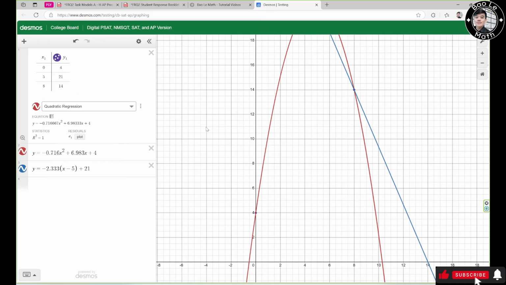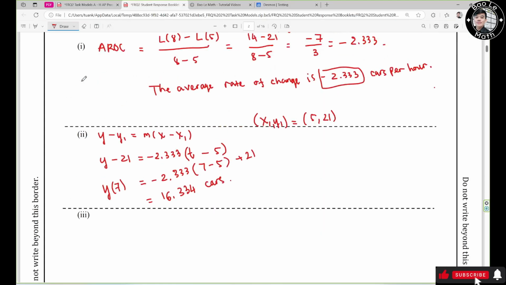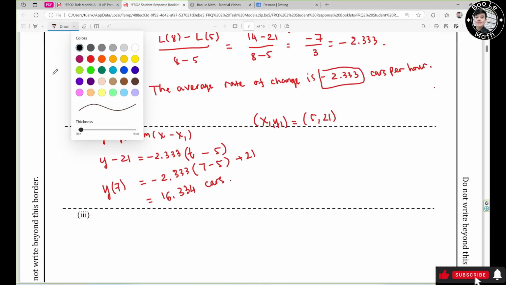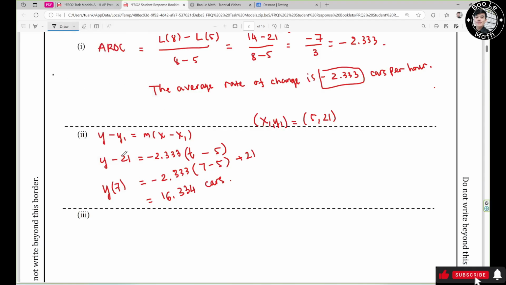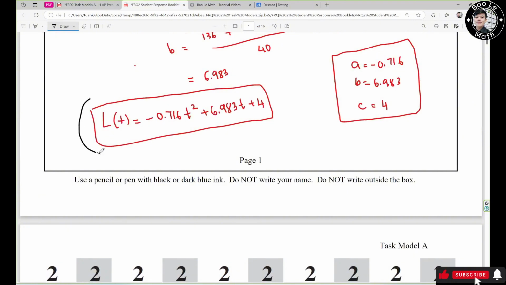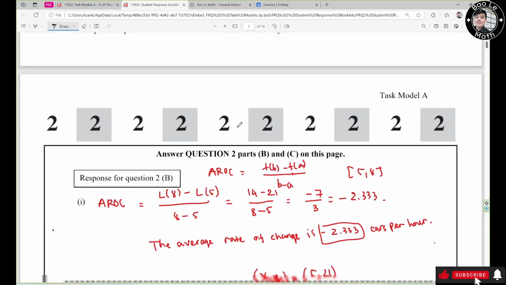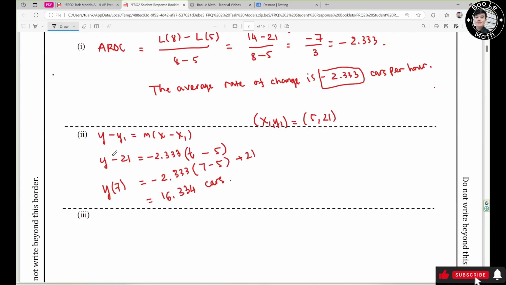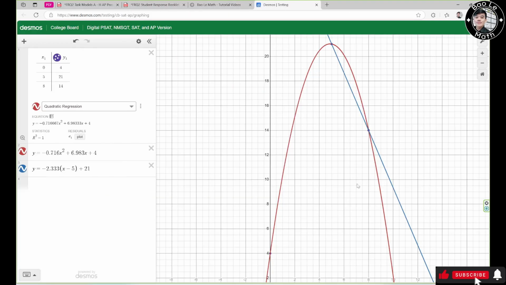So we look at the dash mode right here. In order to do this question, we need to graph these two functions on the dash mode. The first one is L(t) equals negative 0.716t squared plus 6.98t plus 4. The second one should be right here. So when we graph it, it's gonna be like this.